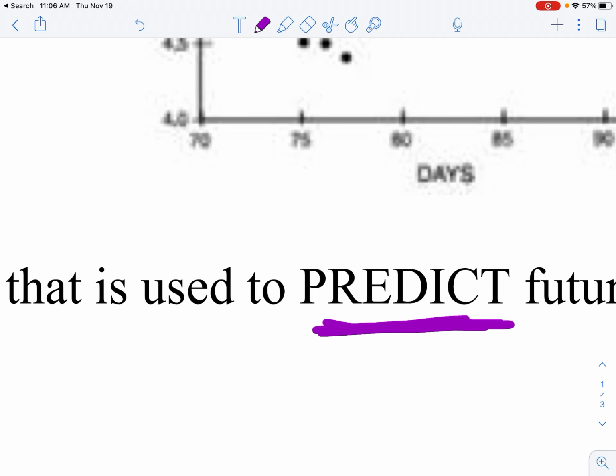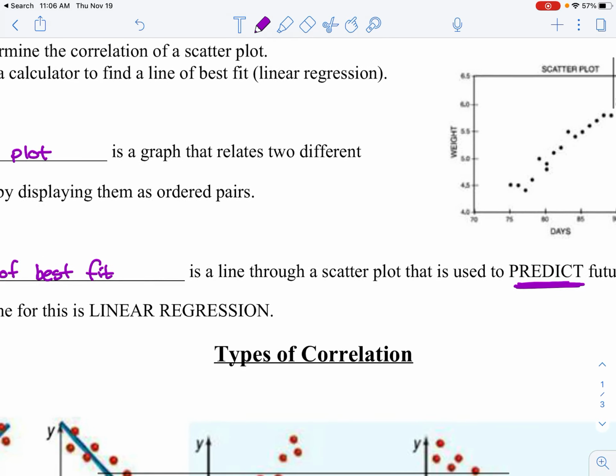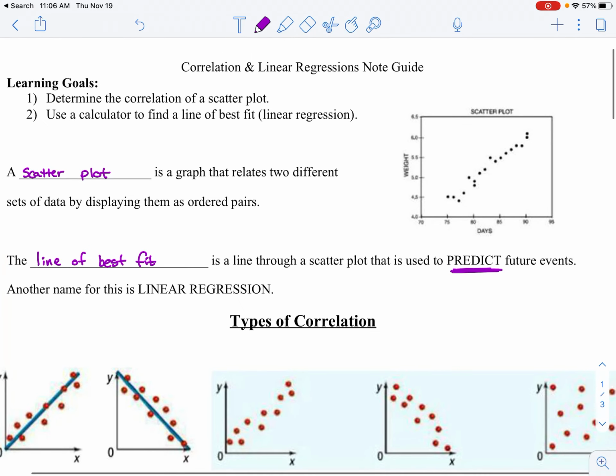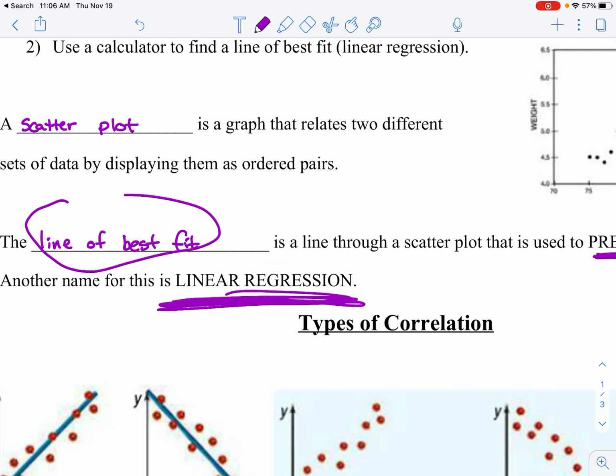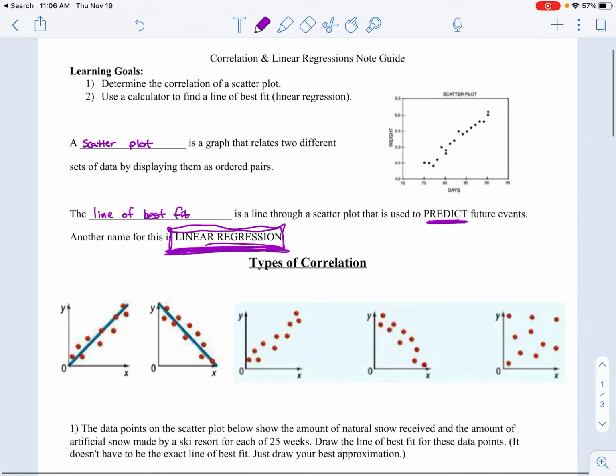Predict is the big word. That is what a line of best fit is used for in most cases. Another name for this is linear regression. The reason that's in all caps and I'm underlining it is because that's what your calculator says. I might say line of best fit, but the calculator says linear regression. That's what that means, okay?